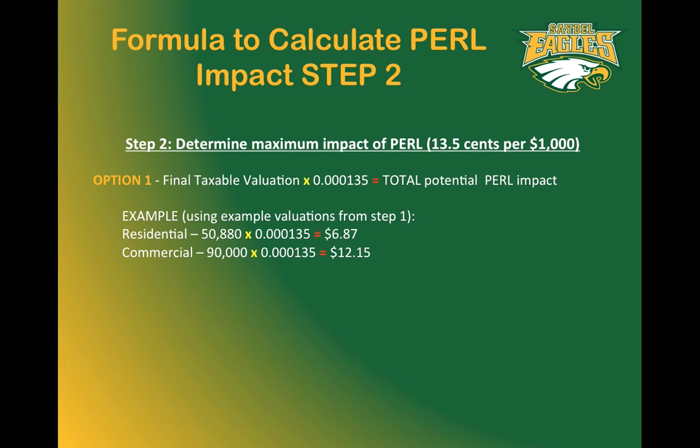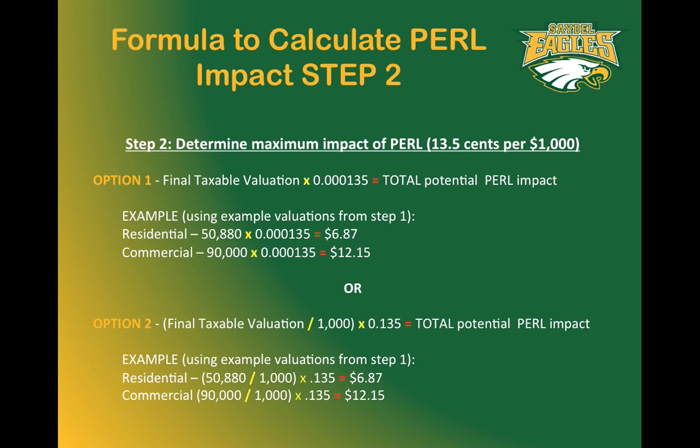So our two examples using our $100,000 property value example. Residential, we calculated after rollback and homestead that resident would be taxed on $50,880. We would take $50,880 times 0.000135, which would equal about $6.87 that they would be taxed on that $100,000 of property value. For commercial, we use the 90%, again $90,000 times 0.000135, which equals $12.15 per $100,000 of property.